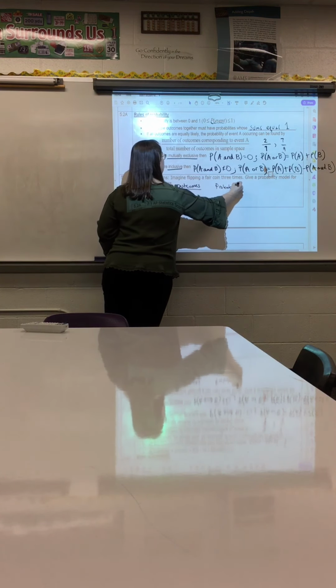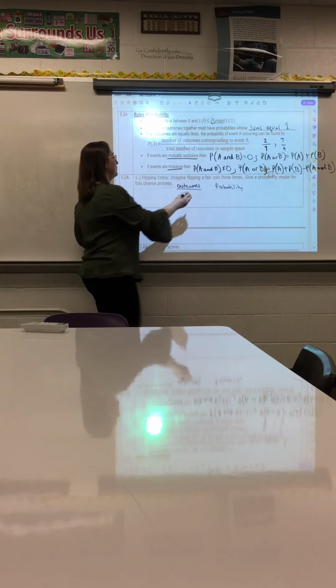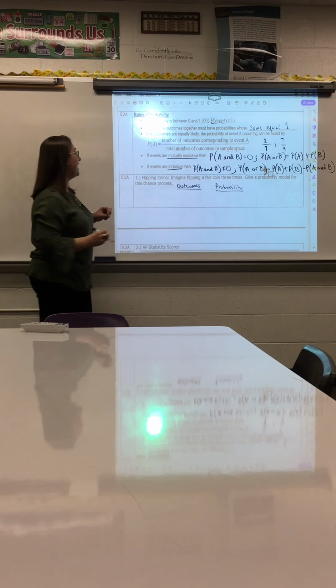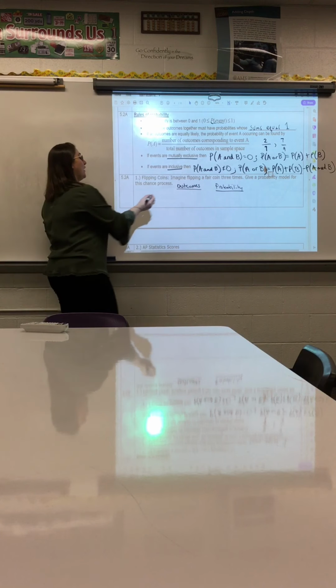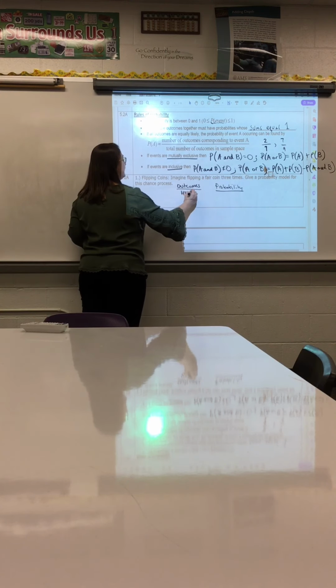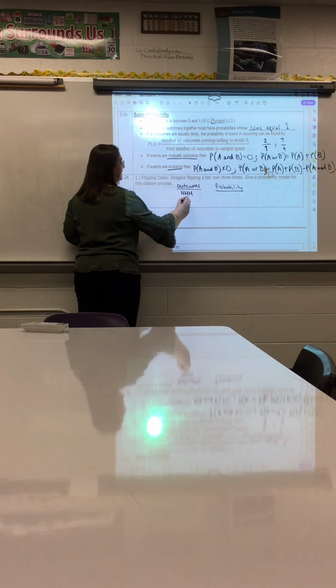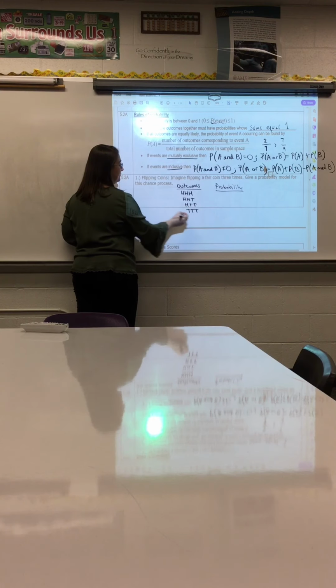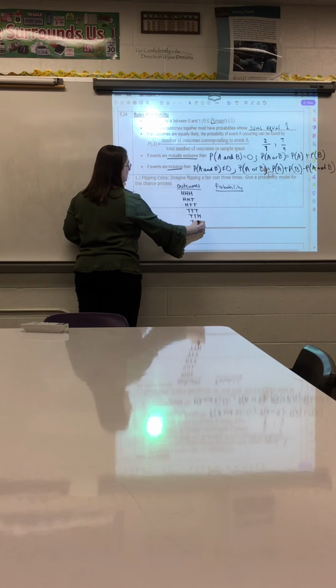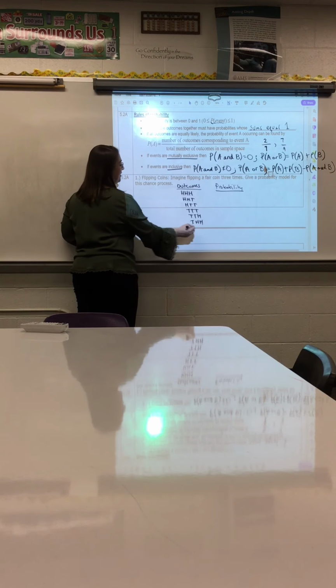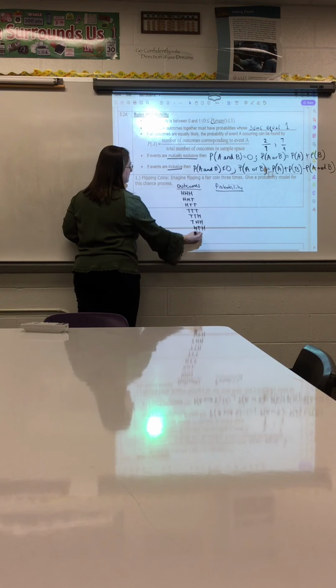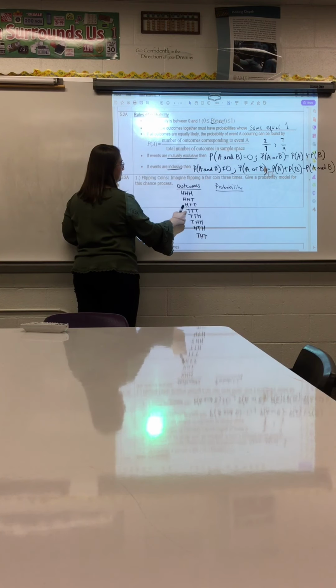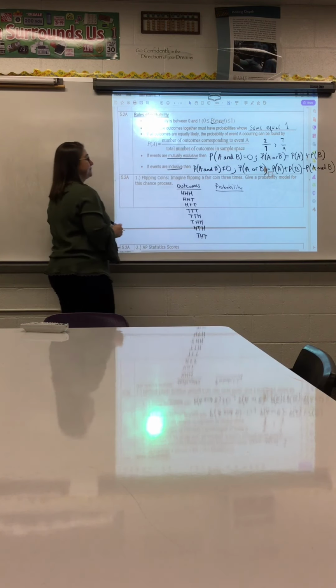So flipping a fair coin 3 times, I could get heads, heads, heads. Heads, heads, tails. Heads, tails, tails. Tails, tails, tails. Tails, tails, heads. Tails, heads, heads. There's more. What about heads, tails, heads? Is that all of them? I think so.